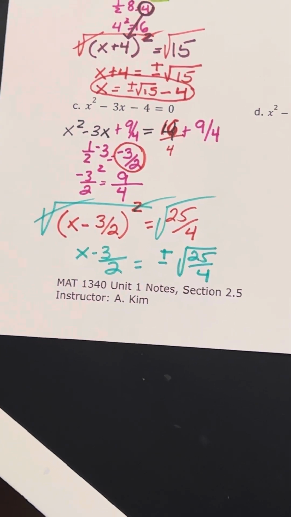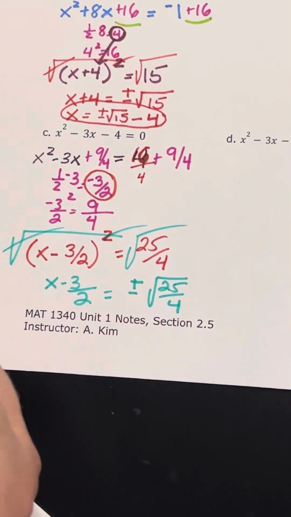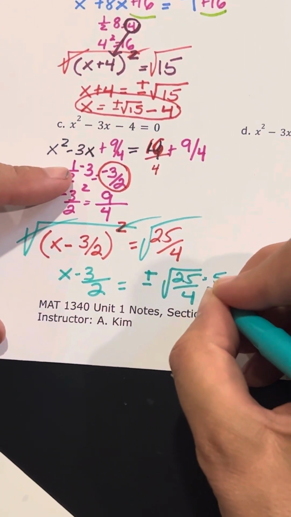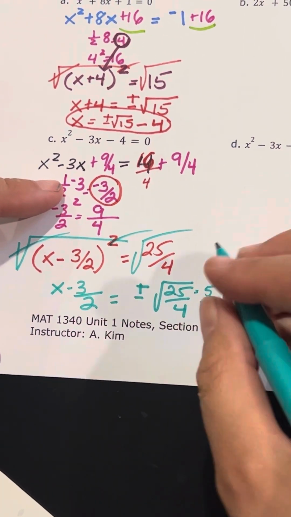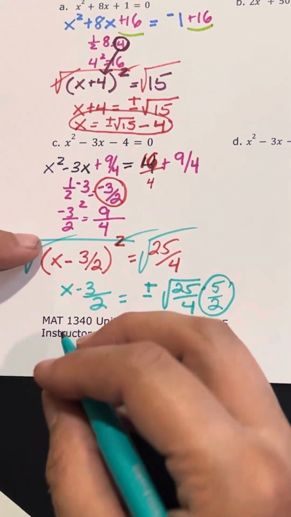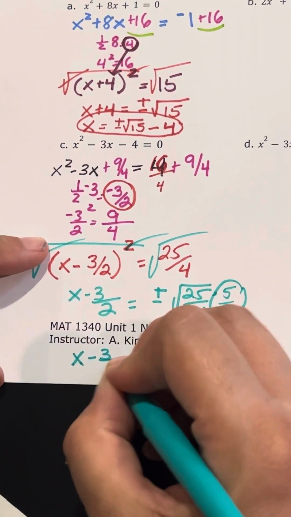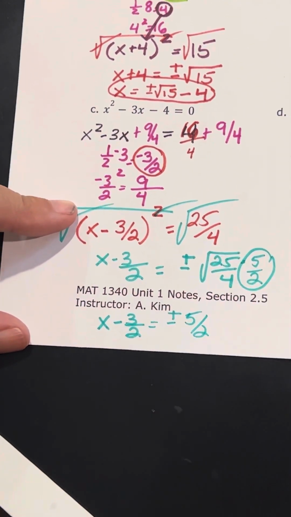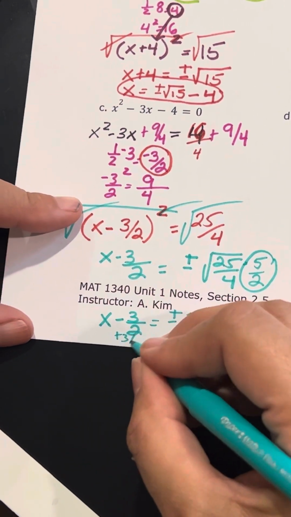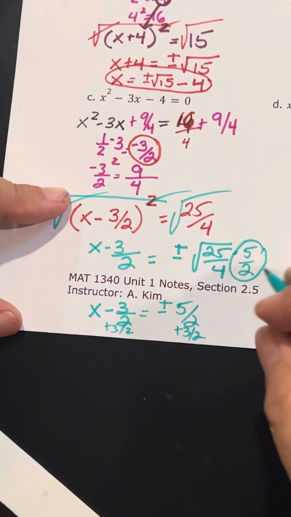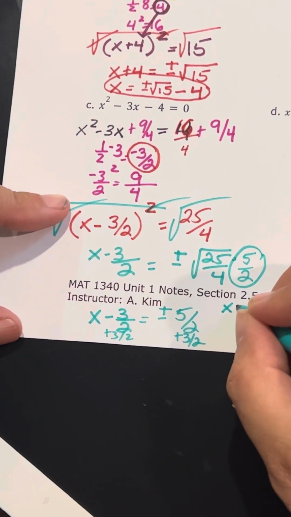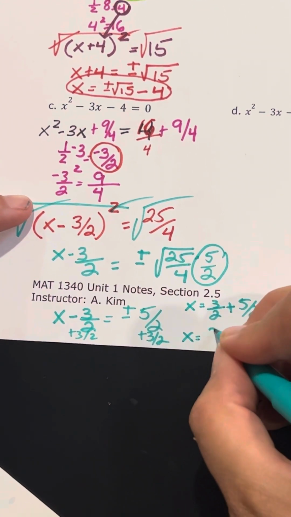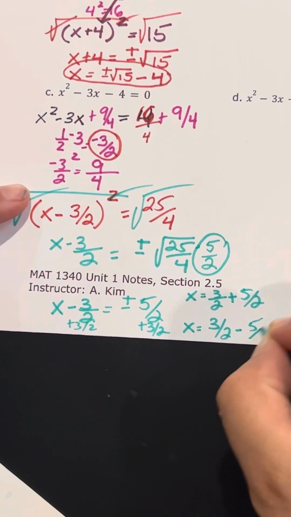What do you know about the square root of 25 over 4? Plus or minus? Square root of 25, 5. Square root of 4, 2. So plus or minus 5 over 2. So now we have x minus 3 over 2 equals plus or minus 5 halves. You add 3 over 2 to both sides. You get x equals 3 over 2 plus 5 over 2, and x equals 3 over 2 minus 5 over 2.